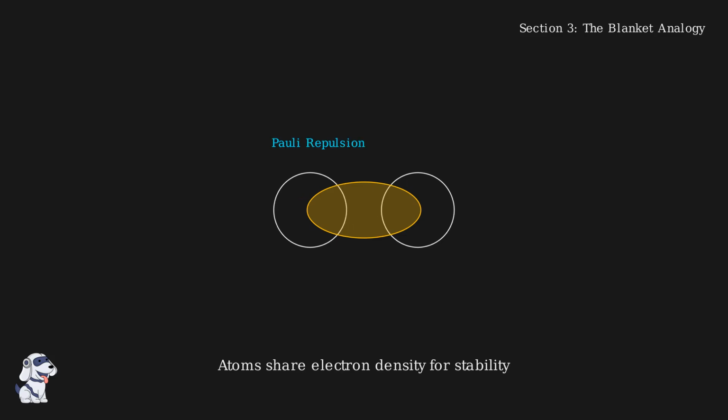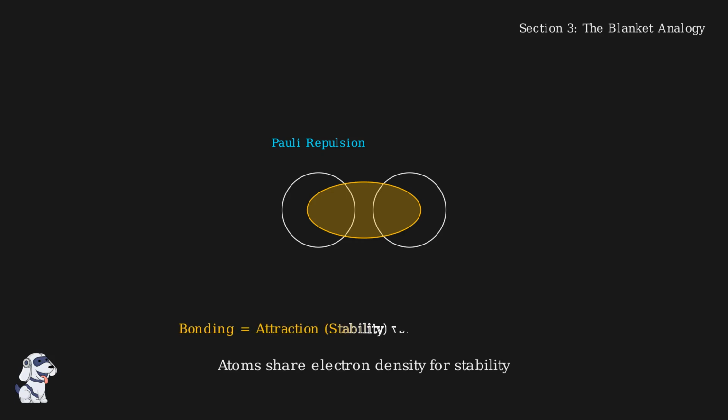However, they cannot get too close. If they approach too closely, Pauli repulsion forces them apart, as their quantum states cannot overlap. The chemical bond is the precise distance where the warmth of sharing is maximized, while the friction of repulsion is avoided.